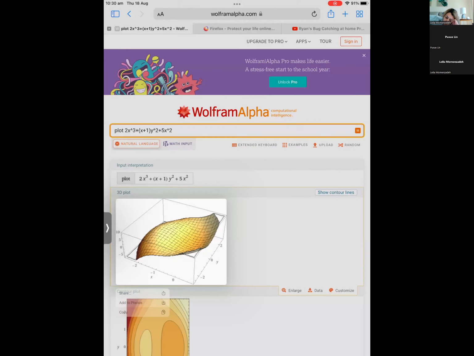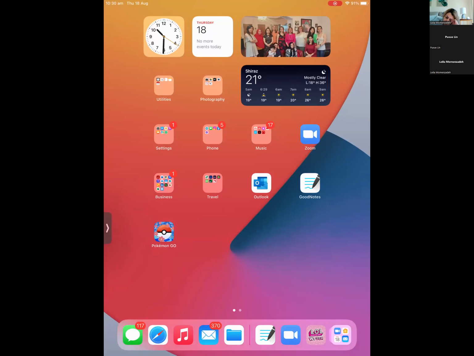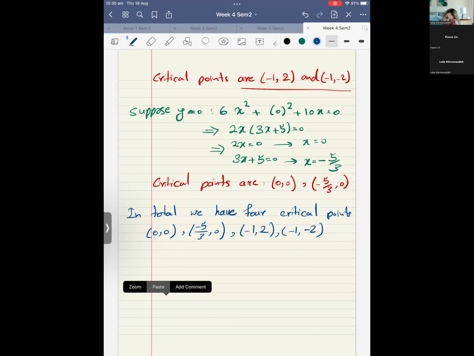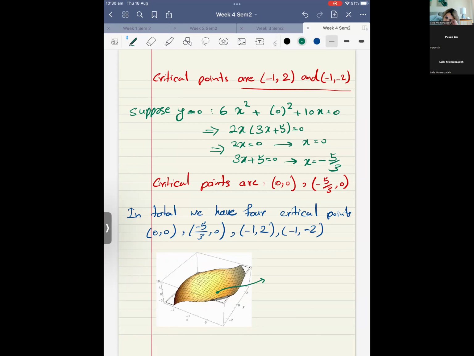let me copy. Okay. Look at C. You have a local minimum, local maximum, and this point would be saddle point and saddle point.